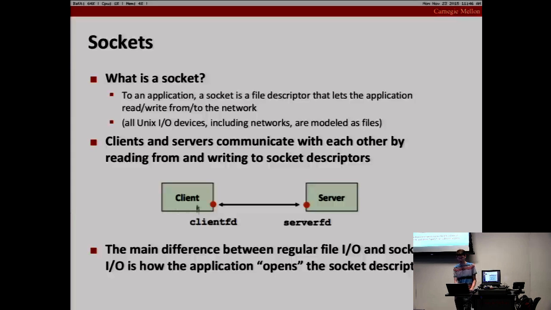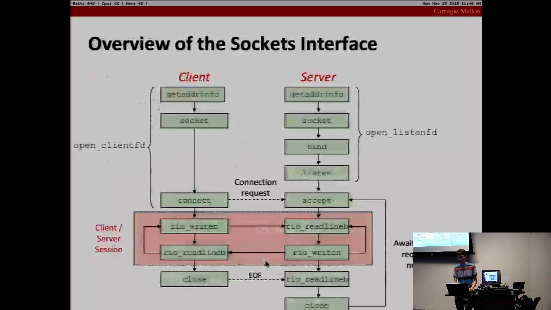So you have the client, you have the server, you have two file descriptors, the one that the client has open and the one that the server has open. And you can establish a connection between them. So yeah, the main difference is how you're actually going to get this thing open. So here's a diagram. It does look somewhat complicated, but it's actually not too bad.